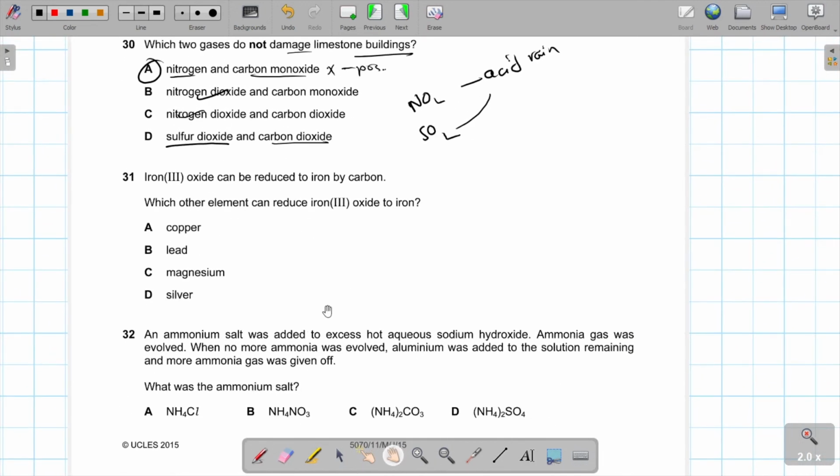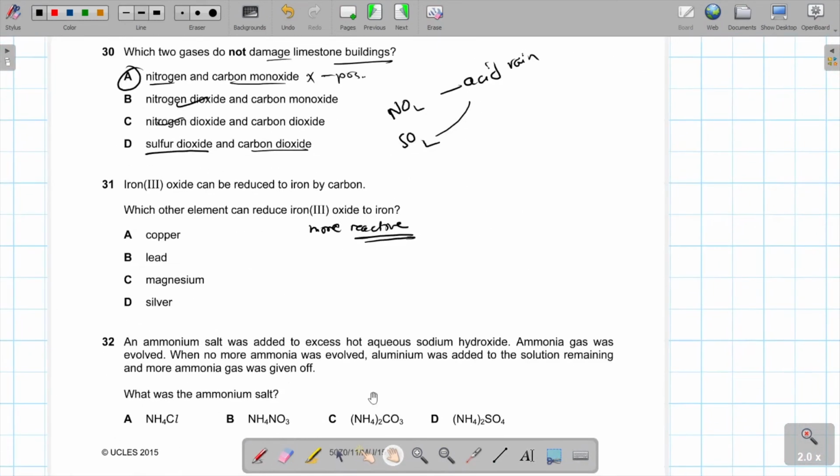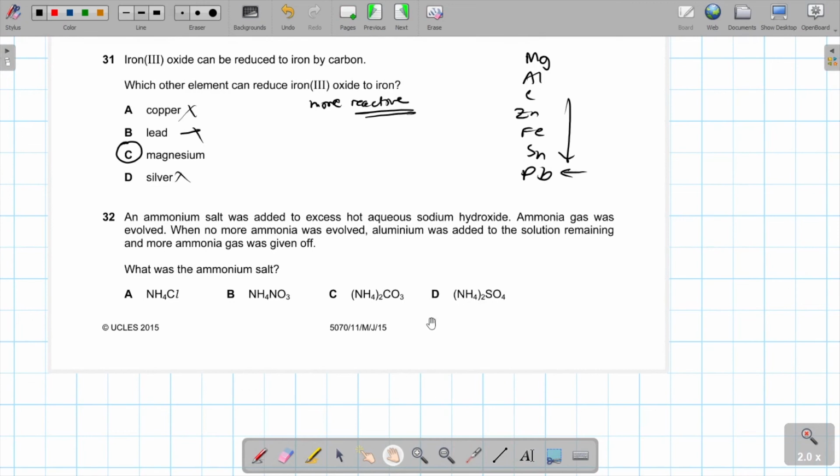Iron trioxide can be reduced to iron by carbon. What other element can reduce iron trioxide to iron? So something more reactive than iron. I didn't write the table over here. As you can see, lead is less reactive than hydrogen. It's not going to happen. Copper is not going to happen. Silver, no. So the answer is going to be C.